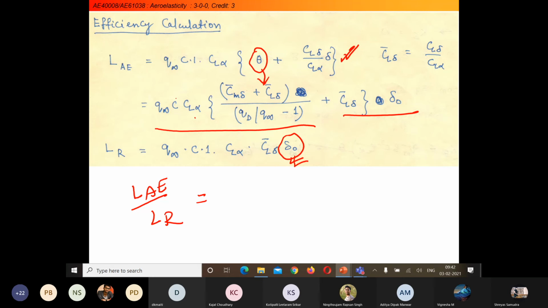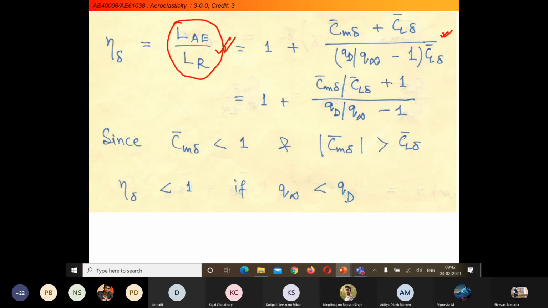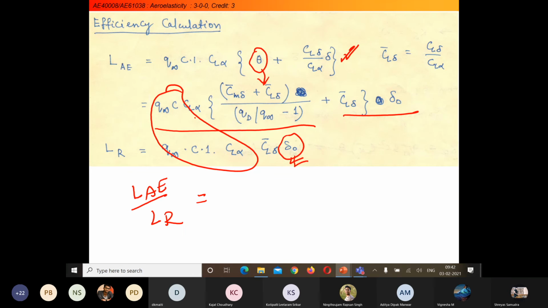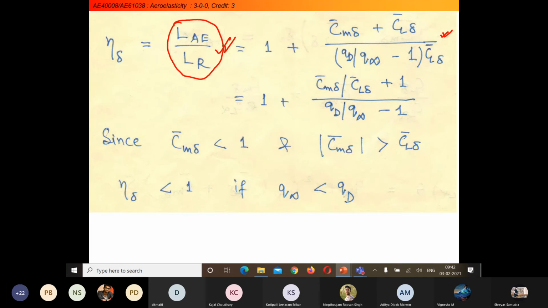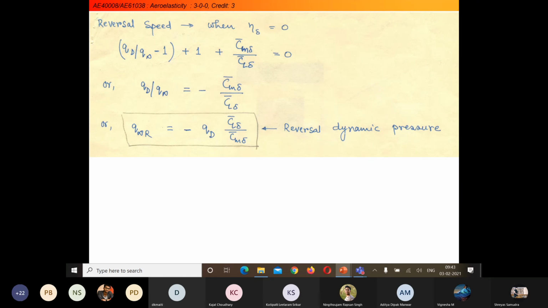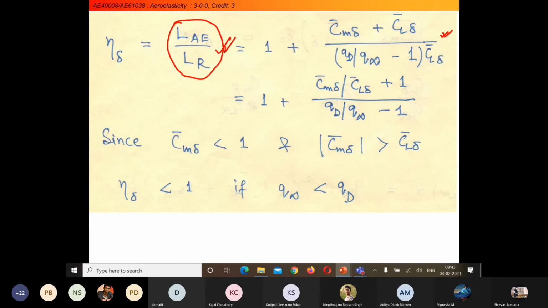QCCL alpha will be cancelled, and I'll have this term, this will be cancelled. I'll have 1 plus Cm delta bar plus Cl delta bar, whole thing divided by, if you look at here, this is divided by Cl delta bar. So I am taking here Cl delta bar, delta naught will be cancelled in the second expression. So it is eta delta, efficiency.